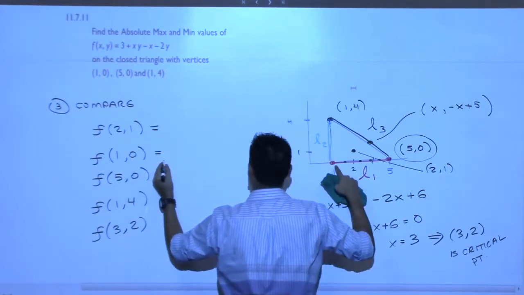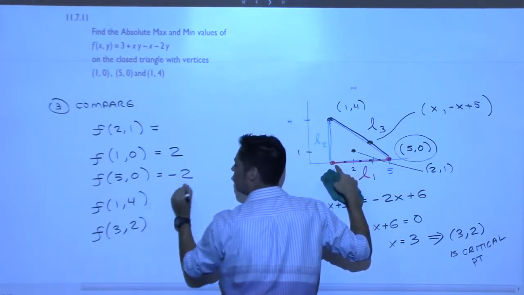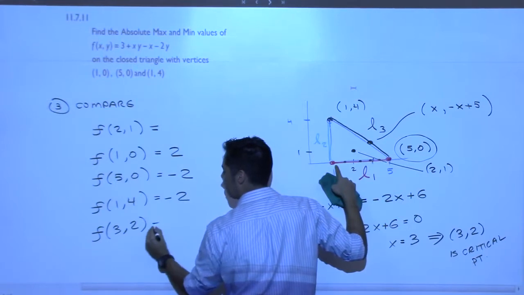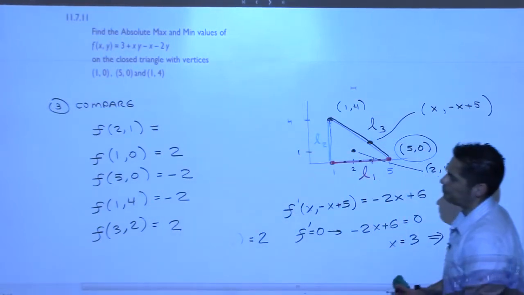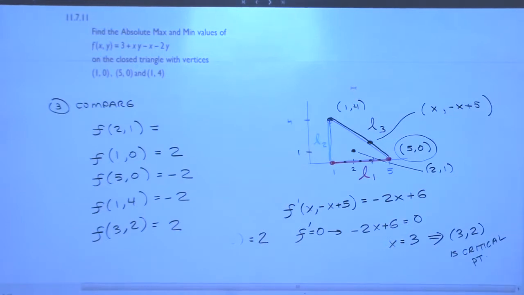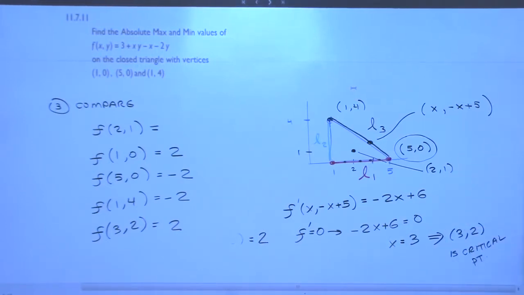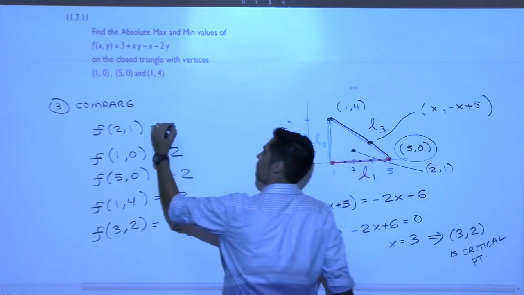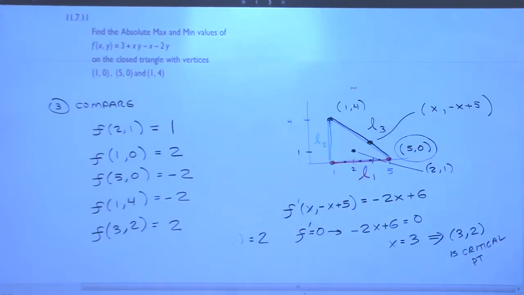This one was 2, I believe. This was negative 2. This was negative 2. This was 2. Find the value at 2, 1. Plug in 2 for x and 1 for y. 1? All right. That's everything. Now we just need to draw our conclusion.